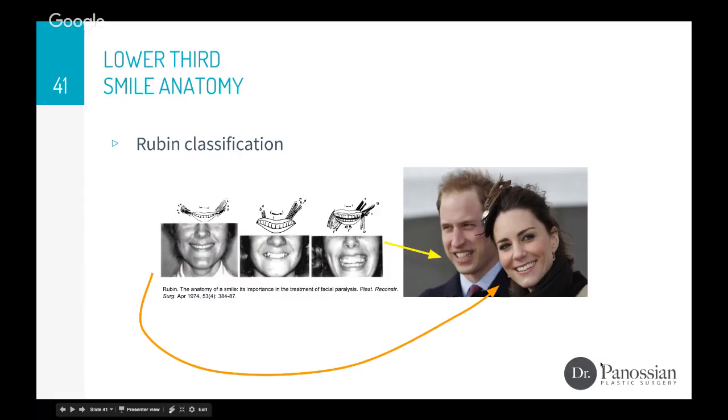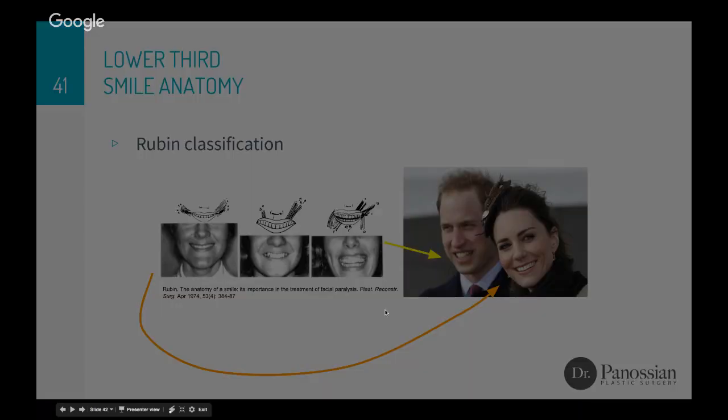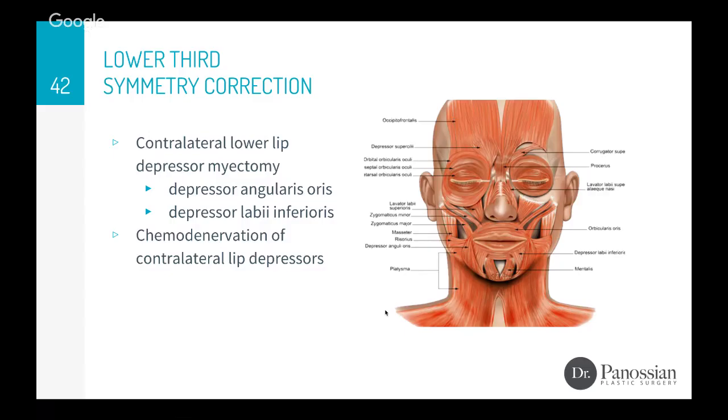Now, moving on to the lower third of the face, we really talk about smile anatomy. And really, there's no fantastic way of describing smiles other than there's 3 general classifications according to Rubin, in which case we have a type of Mona Lisa smile on the left here, all the way to a very wide open, full tooth smile or a canine type smile in the middle. So we want to correct symmetry as much as possible.